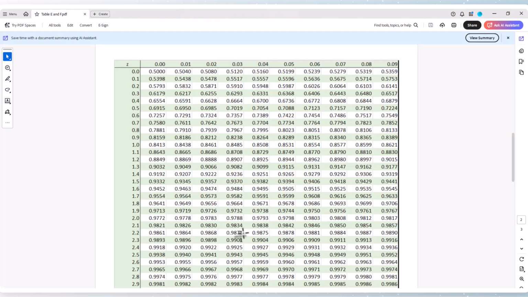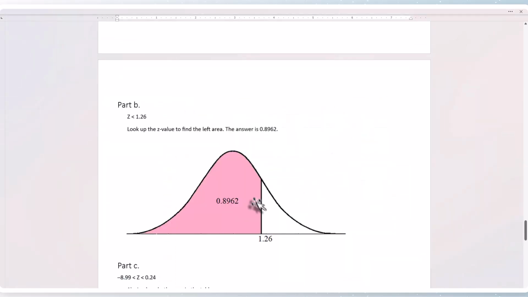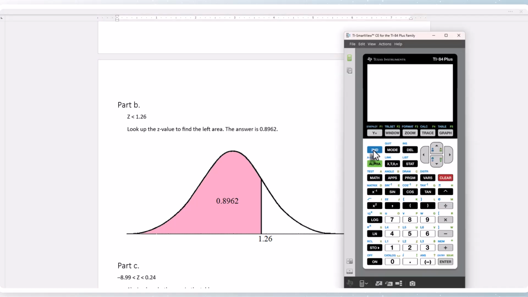Now for part B, we want the area to the left of 1.26. In the table, we just look up 1.26. So 1.26 is 0.8962. That's the answer.